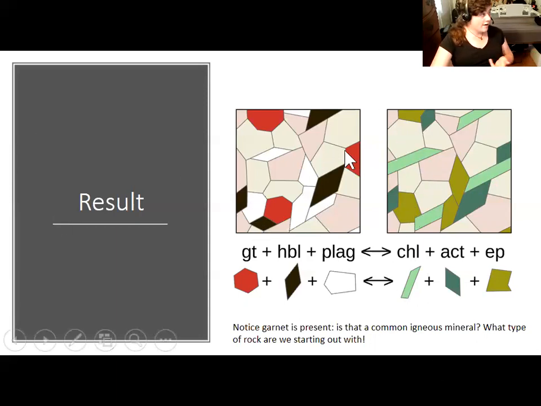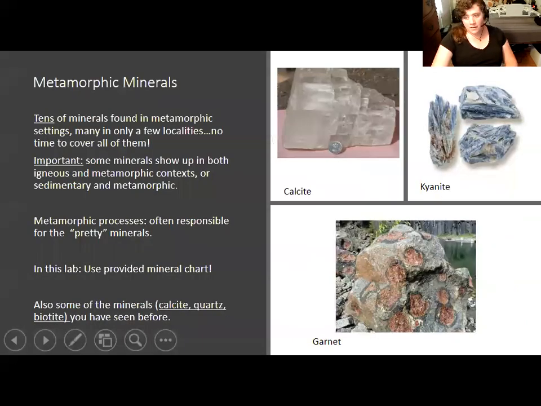This is showing a high-grade metamorphic rock breaking down into what we'd basically consider waste products: chlorite, actinolite, and epidote. And in fact, I believe that the green rims you saw on the garnet in the earlier picture are one of these green metamorphic minerals. And that's the one cool thing about metamorphic rocks, is that a lot of the pretty minerals come from them.